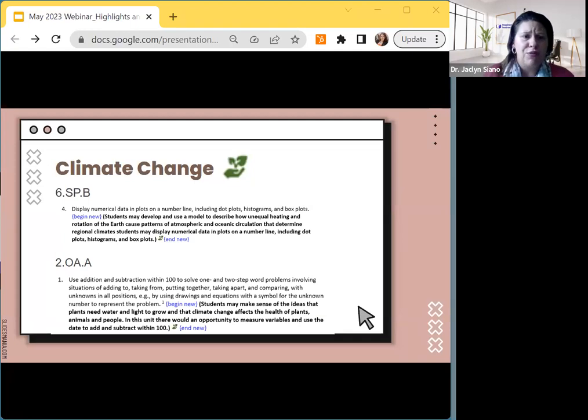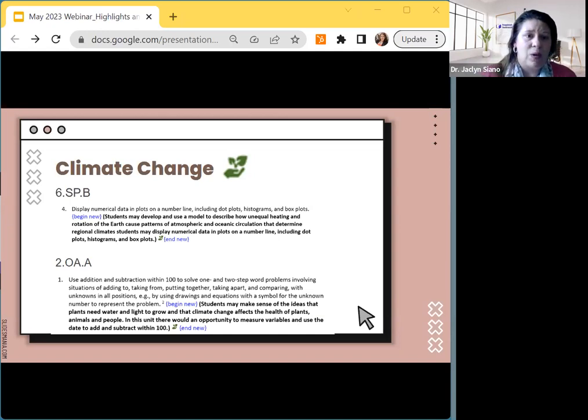That's going to be so difficult. It's really more about the data stuff. So if you're looking at data, you're analyzing data, make that data about climate change. If we're doing word problems, maybe they're about climate change. And then some of them are almost precursors to learning about climate change in science.